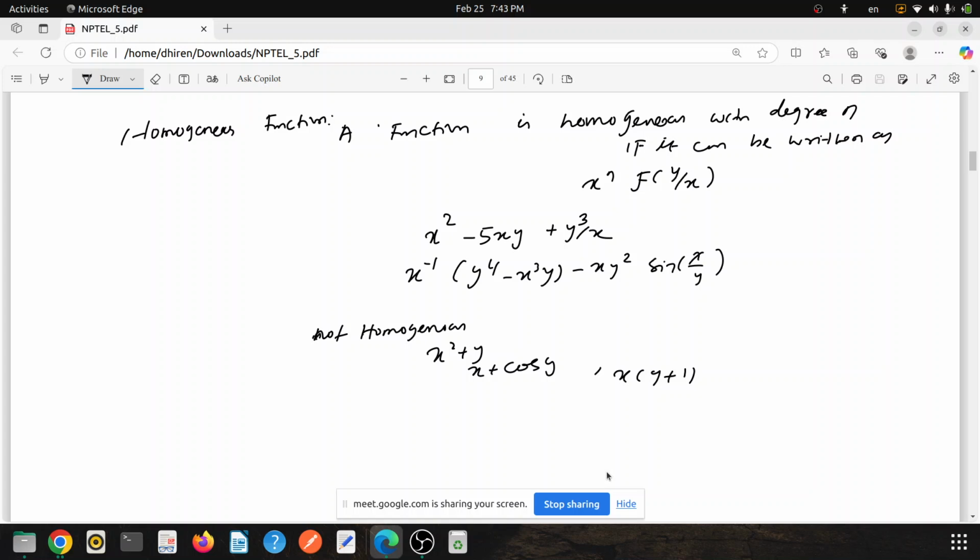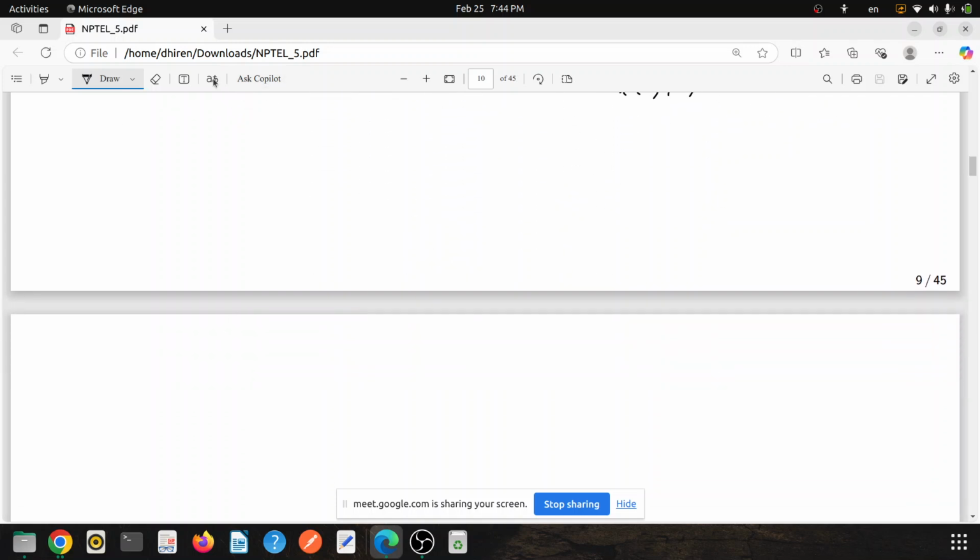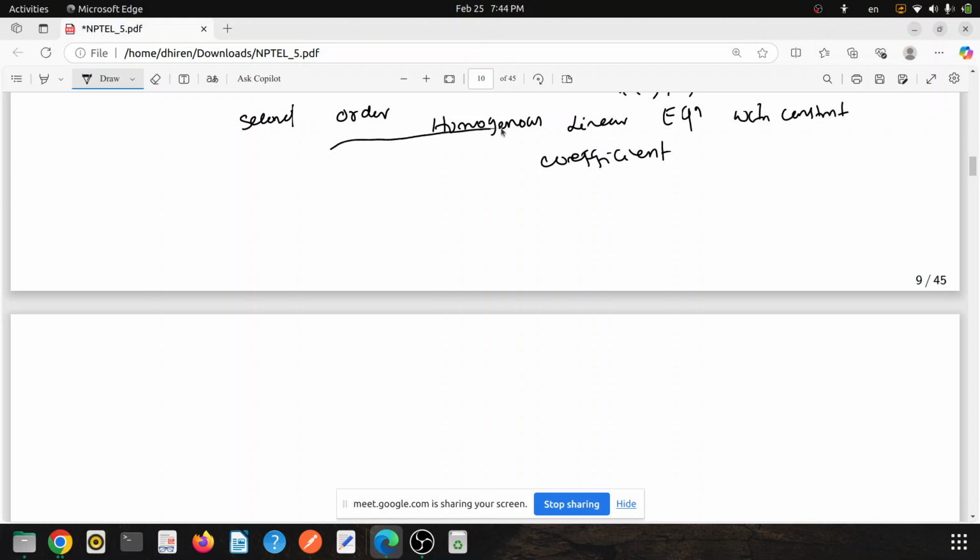Next we will see what is an ordinary differential equation with constant coefficients, then we will solve some of the problems. So coming to the next, we mean by the second order homogeneous linear equations with constant coefficients. We'll see how this kind of differential equation looks like.